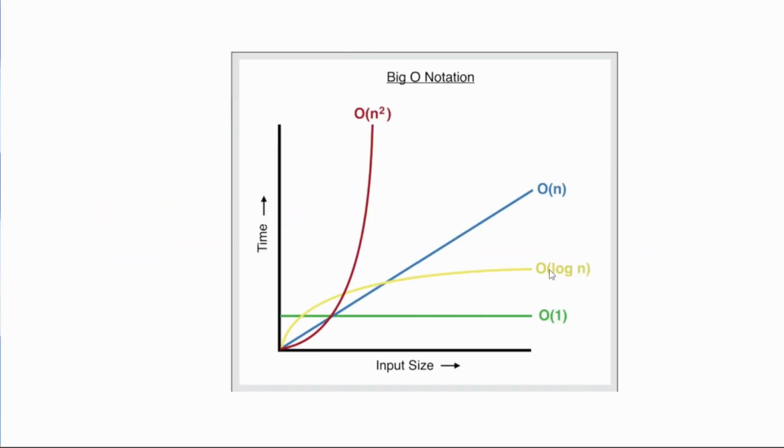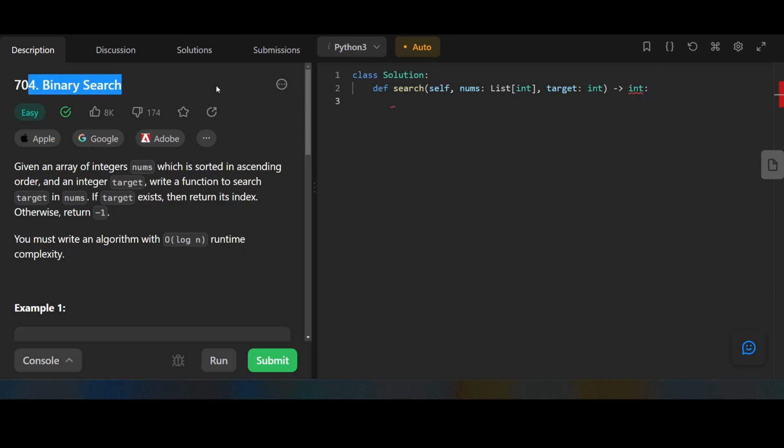Take a look at this big old chart, right? As input size grows, the gap between an O(n) algorithm and an O(log n) algorithm will continue to increase. This means that an O(log n) algorithm will be a lot faster than an O(n) algorithm as the size of the array increases. Let's run through an example of binary search together.